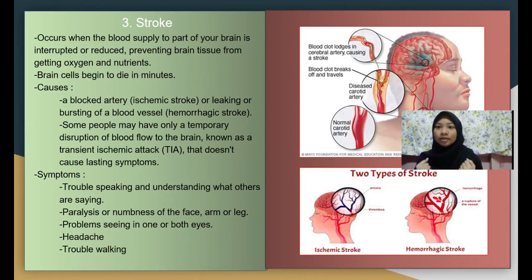Stroke occurs when the blood supply to part of your brain is interrupted or reduced, preventing brain tissue from getting oxygen and nutrients, causing brain cells to die in minutes. The causes are a blocked artery or leaking or bursting of a blood vessel. Some people may have only a temporary disruption of blood flow to the brain, known as a transient ischemic attack or TIA, that doesn't cause lasting symptoms. The symptoms of stroke are trouble speaking and understanding what others are saying, paralysis or numbness of the face, arm, and leg, problems seeing in one or both eyes, headache, and having trouble walking.